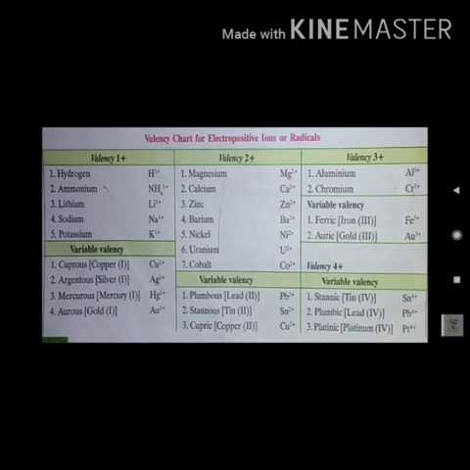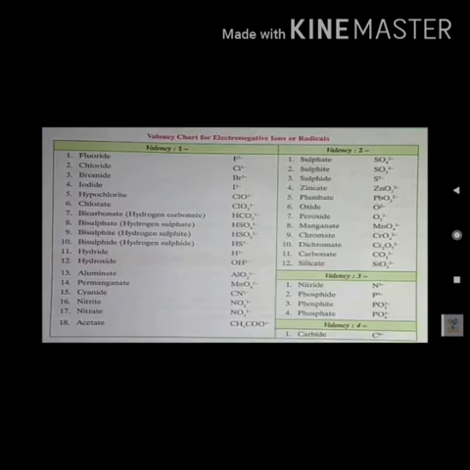Okay, now just look here at the valency chart of electropositive ions or radicals. Just go through this chart. With both the charts, positive as well as negative, you can easily write the chemical formula. Just look here: valency 1 positive are hydrogen, lithium, sodium and potassium. Valency 2 are magnesium, calcium, zinc, barium, nickel, uranium and cobalt. Valency 3 are aluminum and chromium. Now variable valency you will also learn, like copper, argentus, right? So learn this chart by heart.